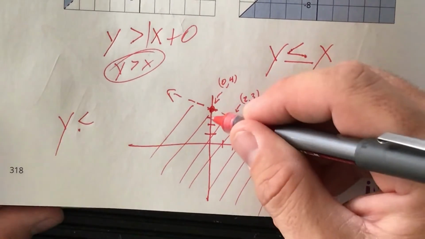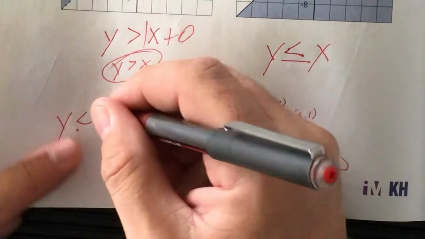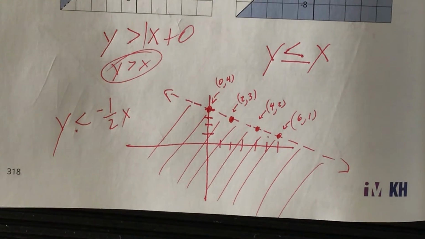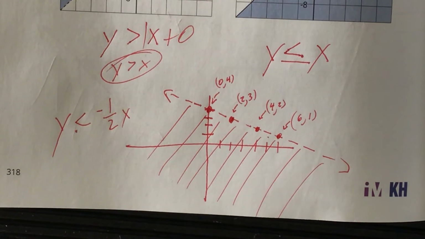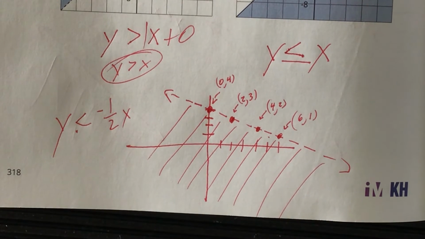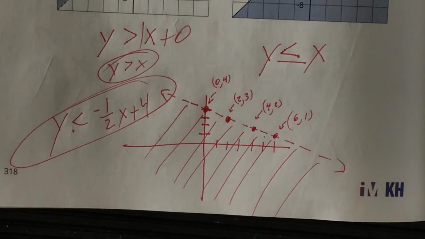Slope: -1/2. Down 1, right 2, down 1, right 2. Rise over run. And we know it has to be negative as well because it's going downhill. Down 1, right 2. That's how you get 1/2. Y-intercept? 4. There's your equation.